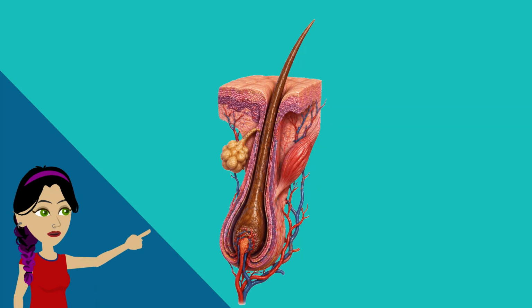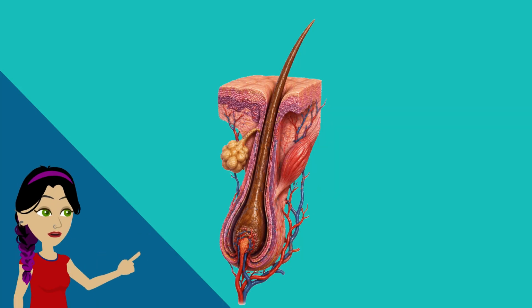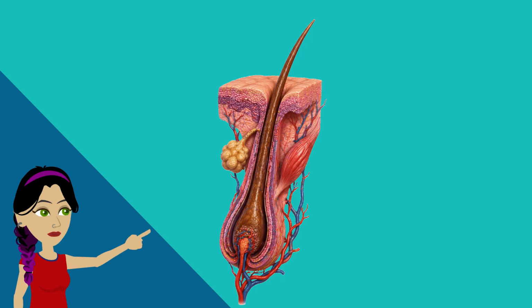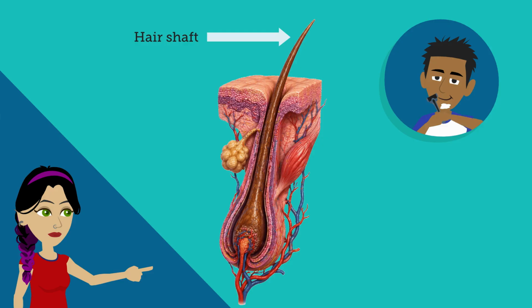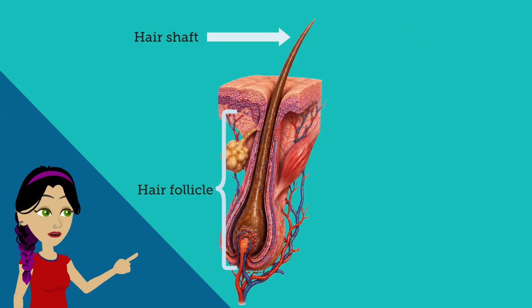Let's start by examining a hair follicle in more detail. The hair follicle has distinct anatomical components, including the hair shaft, which is the visible portion on the surface of the skin. This is what you wash or shave. The hair follicle is located in the dermis. Lastly, the hair bulb or root is the area of growth for the hair.